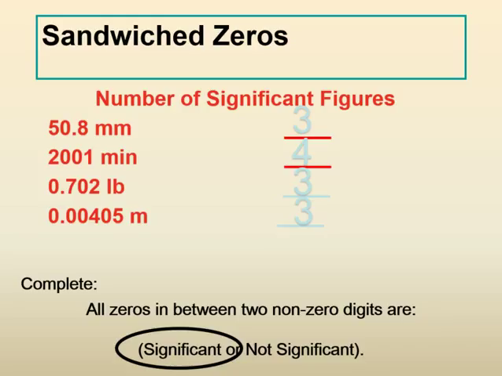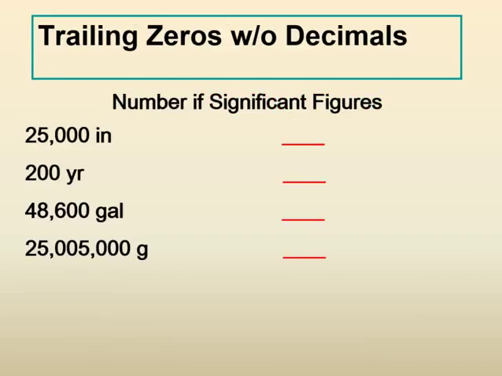Sandwiched zeros are significant. All right, we're going to talk about trailing zeros, and this is where most students get a little confused. There are 2 different kinds of trailing zeros. There are trailing zeros in numbers with decimals, and then there are trailing zeros in numbers without decimals. Notice here we have values that have no decimals present. There's no decimal here. So our rule is going to pertain to trailing zeros without decimals.